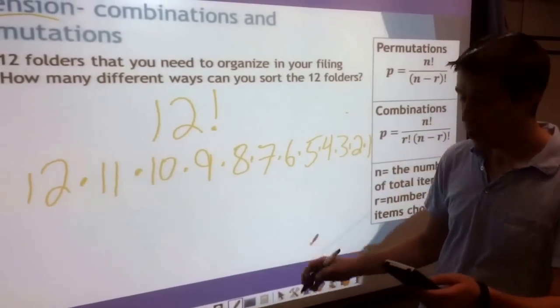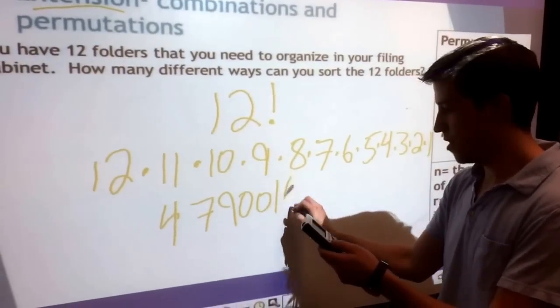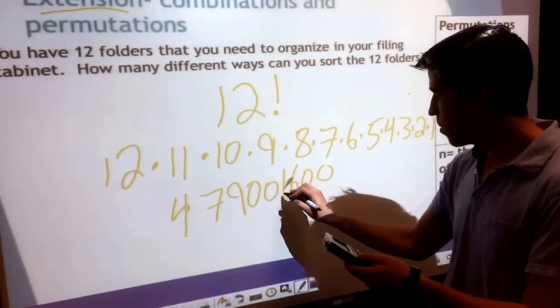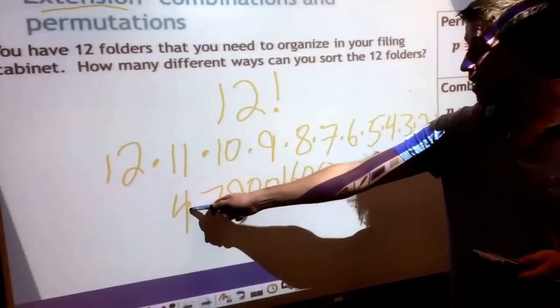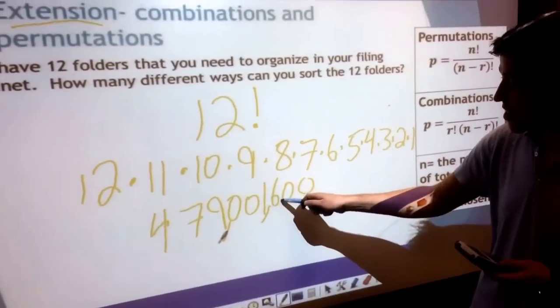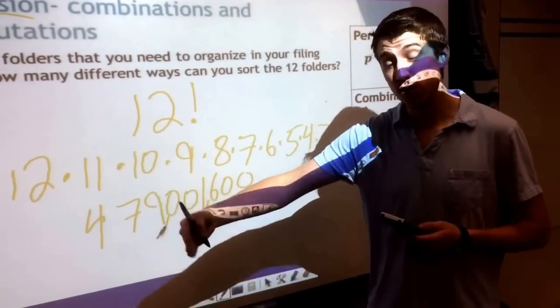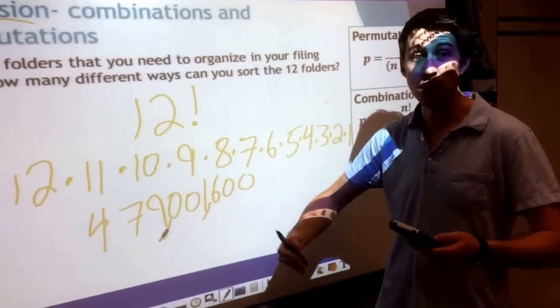So our answer is a really big number. Let's see. 1, 2, 3, comma, 1, 2, 3, comma. So it's 479,001,600 different ways that you could actually sort those 12 different folders if you just change up the order all the time.